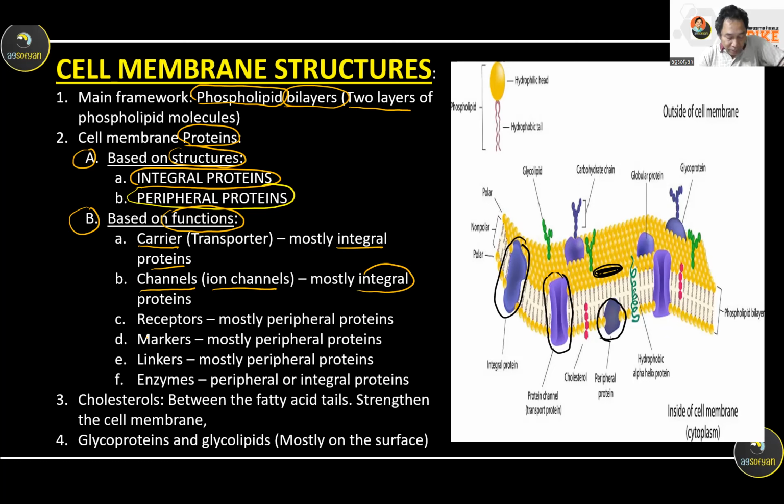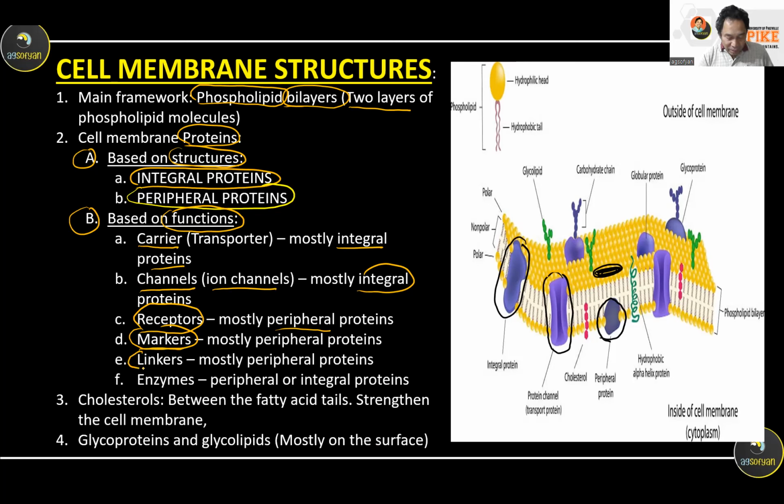The next function of proteins is for a receptor. This is the one that receives hormone, for example. Mostly peripheral protein. And then the next function of proteins on the cell membrane is as a marker. So markers make the cell specific for a specific person. That's the reason why if we get a graft, for example, skin graft, if it is coming from other people, usually there is a rejection. Because their cell have different marker compared to our cell.